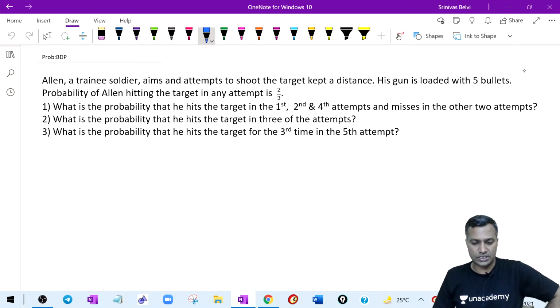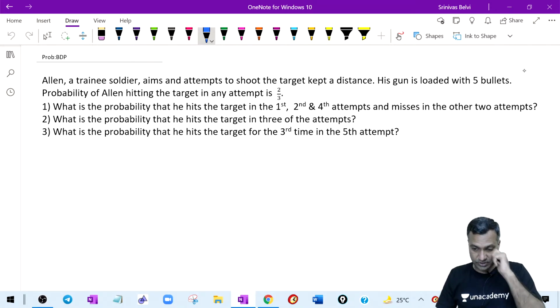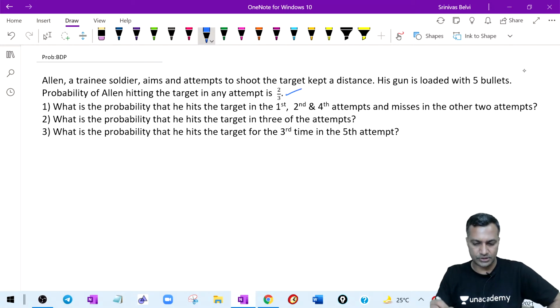There is Alan, who is a trainee soldier, aims and attempts to shoot the target kept at a distance. His gun is loaded with 5 bullets. Probability of Alan hitting the target in any attempt is 2 by 3, 66%. Therefore, what is the probability that he hits the target in the first, second and fourth attempt and misses in the other 2 attempts?